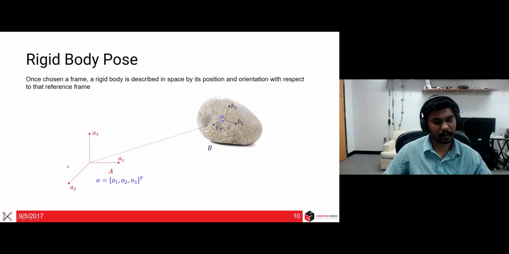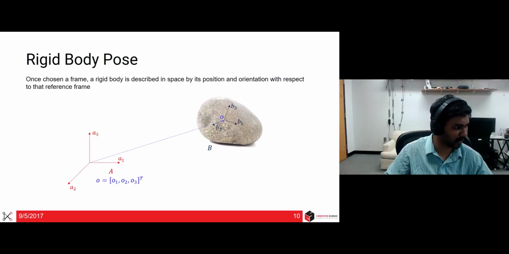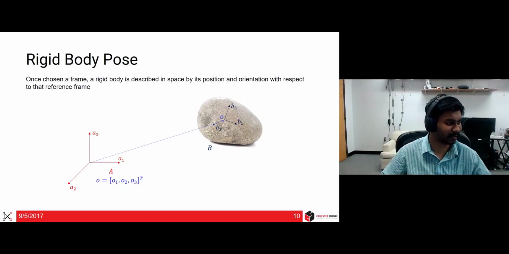So to talk about the last 2 points in the last slide, we need to talk about what rigid body pose means. Let's say we choose a reference frame denoted by the frame A, which is on the left, and we want to depict the rock in frame B in frame A. So we will need to define two things. One is how it's rotated with respect to frame A, and how much it's translated with respect to frame A.